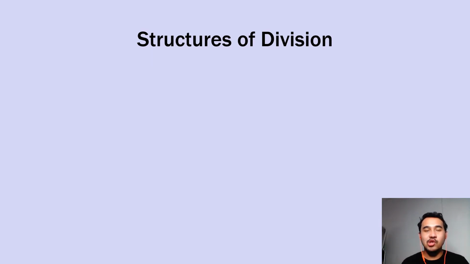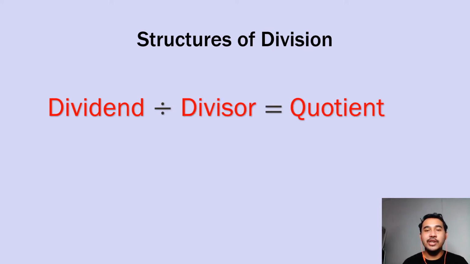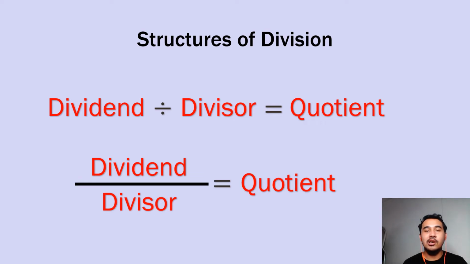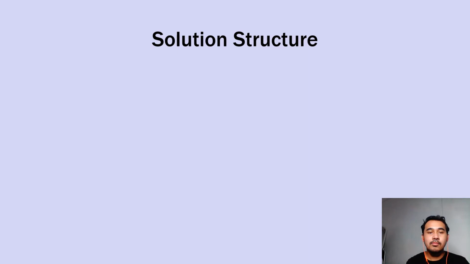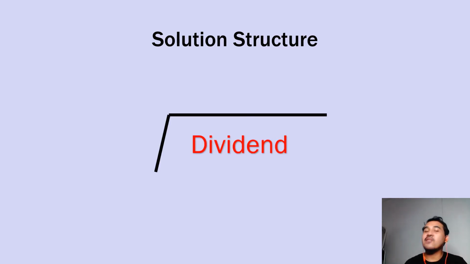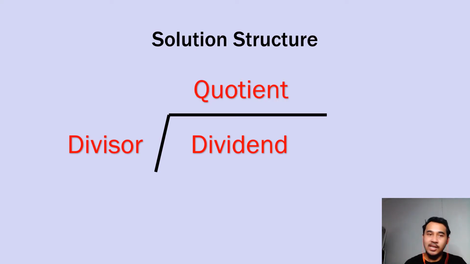Structures of division. Normally it has this one, dividend divided by divisor, and the answer is the quotient. In some other structure, they do it this way, dividend divided by divisor, and the answer is still the quotient. When we learn division, we have what we call a solution structure, like this one. We have our dividend, then this mark as the division, then our divisor, and we put our answer here as the quotient.